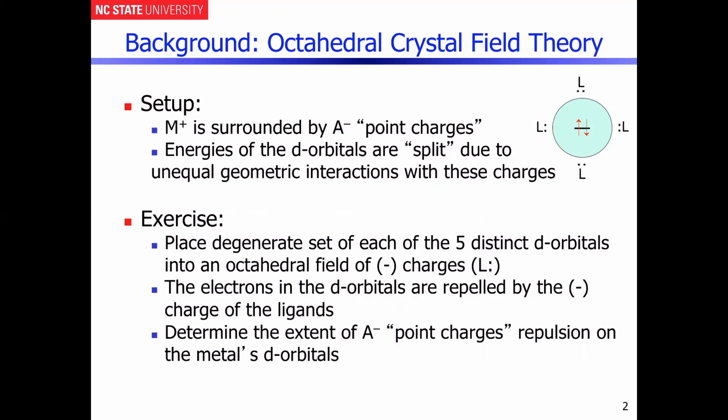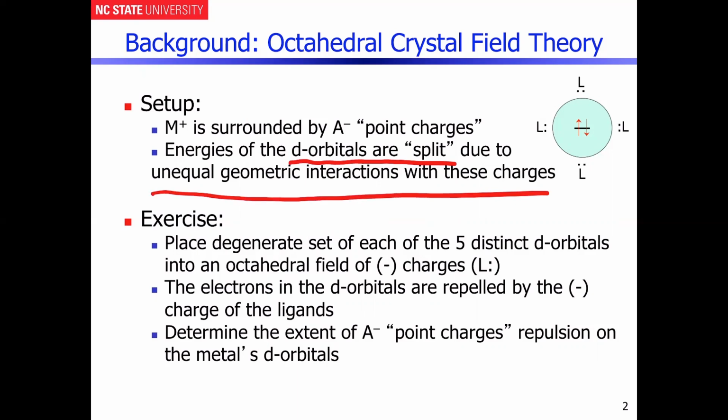Starting with the octahedral transition metal complex, the setup of this problem is that the metal ion is surrounded by ligands that can be considered point charges. There are electrons in the d orbitals on the metal that are negatively charged, and then there are ligands with point charges that are also negatively charged on the periphery. The idea is that the energies of the d orbitals will split due to unequal geometric interactions with those corresponding charges.